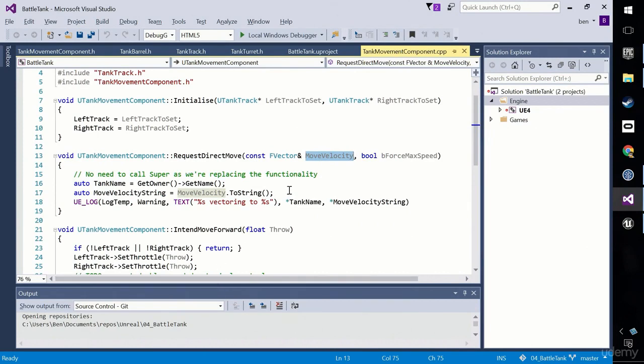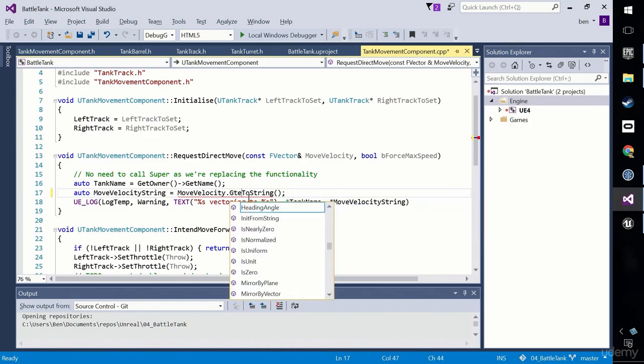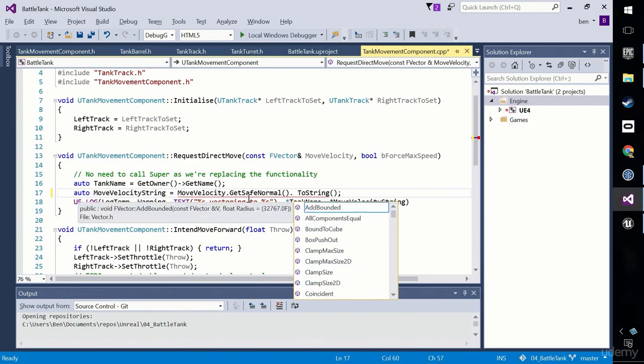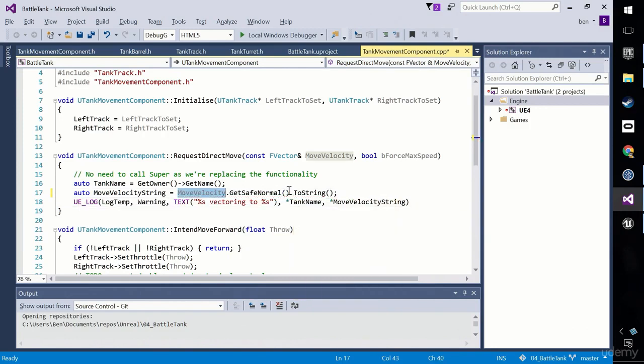So before we go into how we're going to do these dot products and cosines and things, let's just do that. Let's just go move velocity. So I'm here in, by the way, the tank movement component inside the request direct move method. Move velocity dot get safe normal. And if you read what that method does, you'll find that it gets you a normal vector of this move velocity without changing move velocity. It doesn't mutate it. So that's the safe bit, means it doesn't change this thing, and it provides us a normalized vector. Let's see what that normalized vector means.